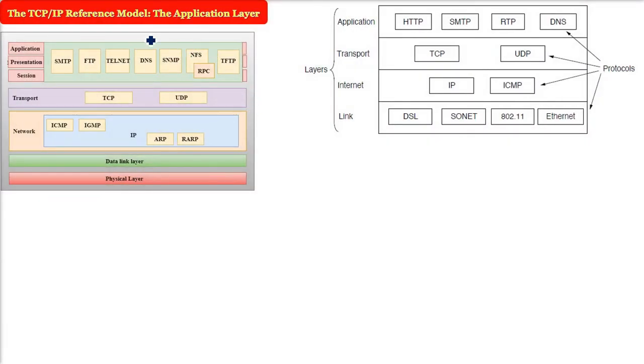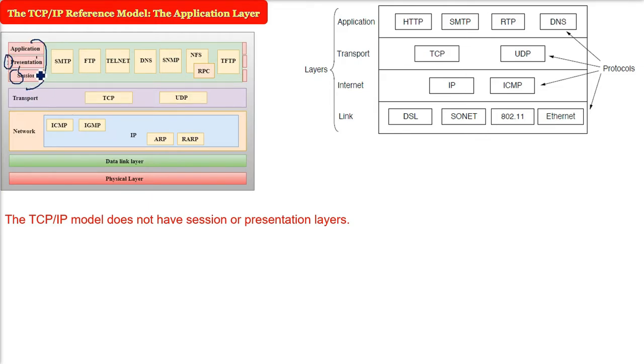In the TCP/IP reference model, the topmost layer is the application layer. Please note that TCP/IP doesn't have separate session or presentation layers. These three layers have actually been combined. The application layer is where a user actually works. It's all about the user interface and how data will be presented.